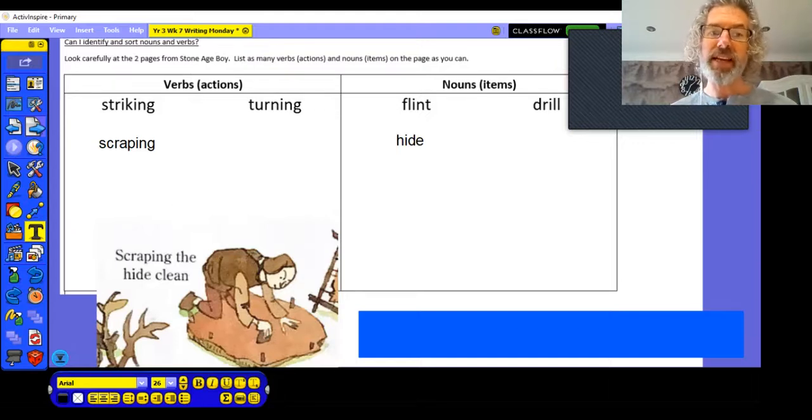So you could have kneeling as a verb. Or a noun could be a rock, because it looks like she's using some kind of rock to scrape. Or you could talk about pegs. Do you see the pegs in the ground holding down the hide? So you could put pegs as a noun. It's not mentioned in the text, but it is in the picture.